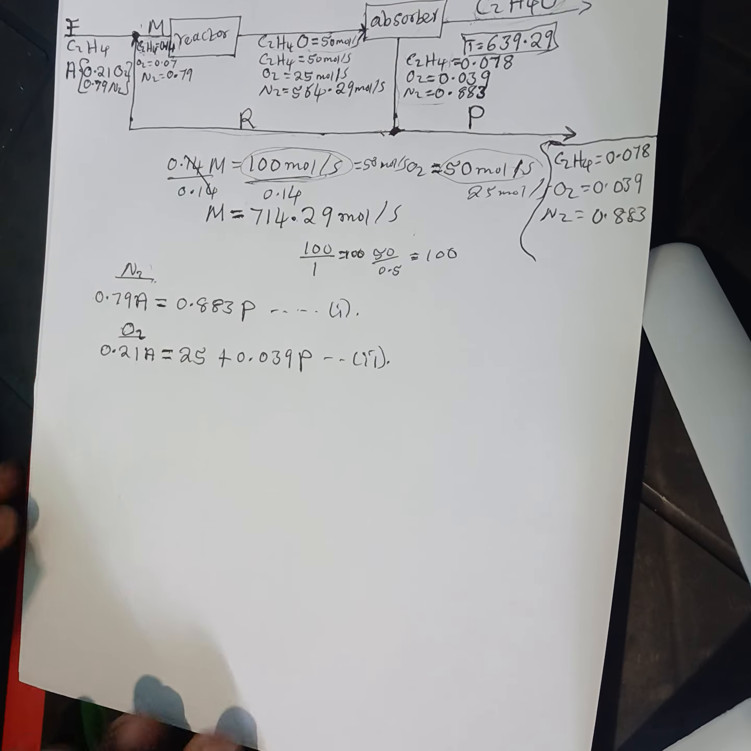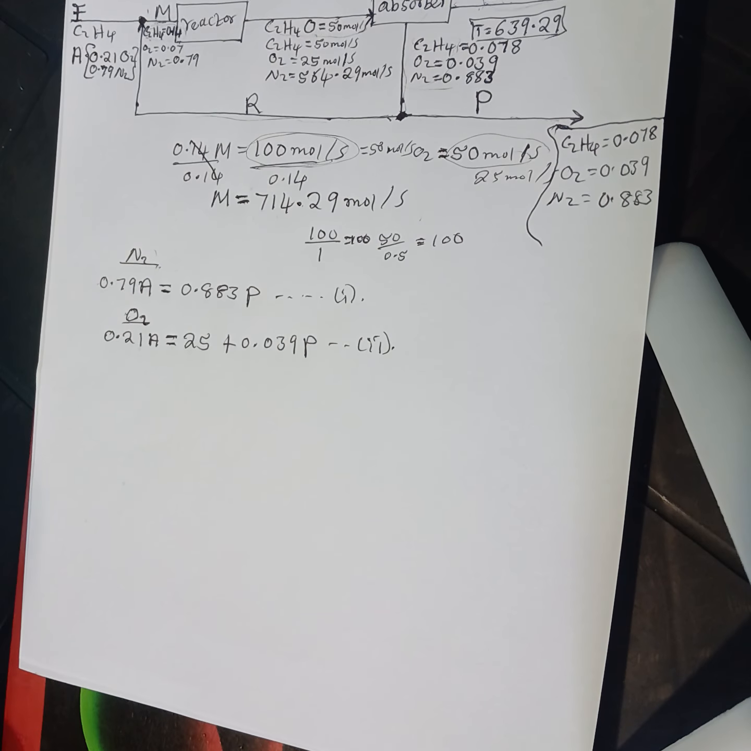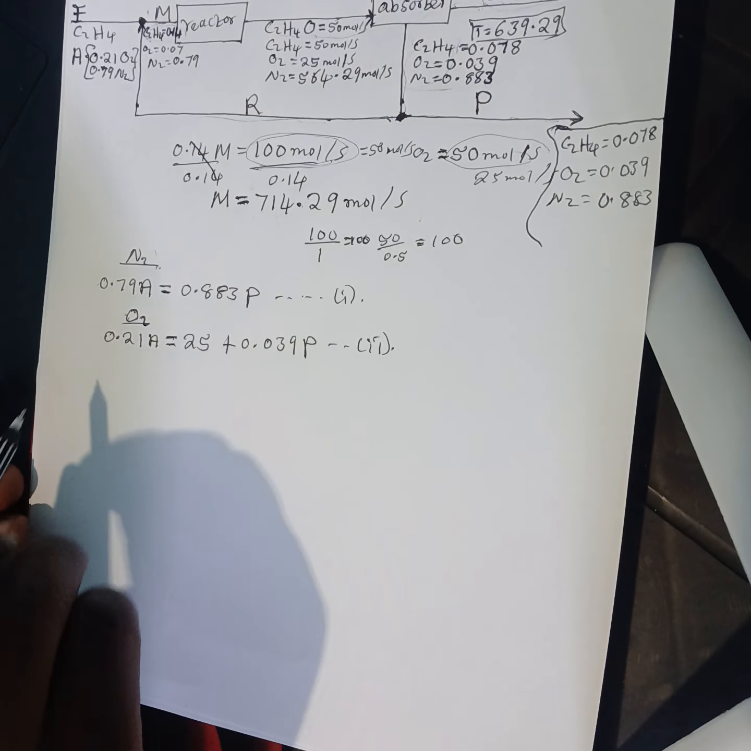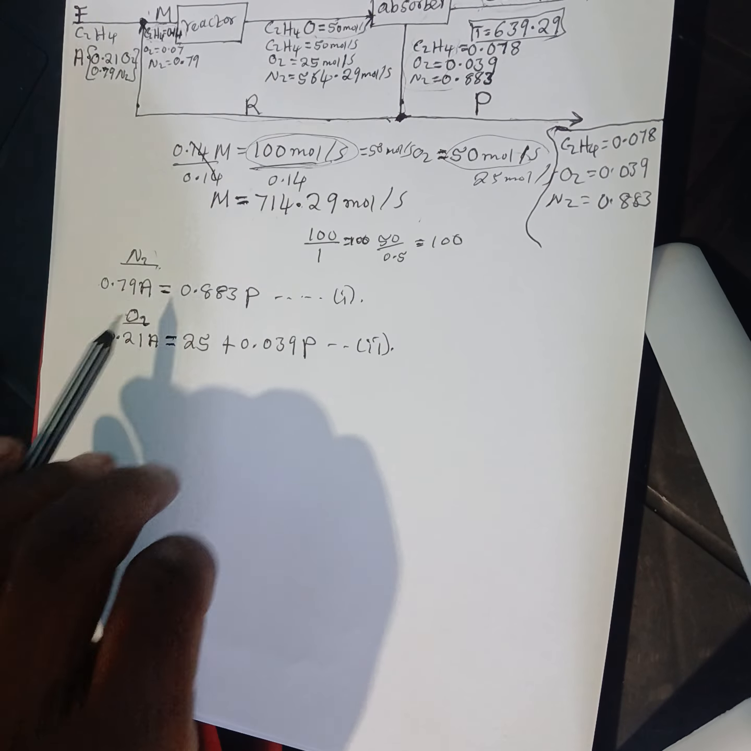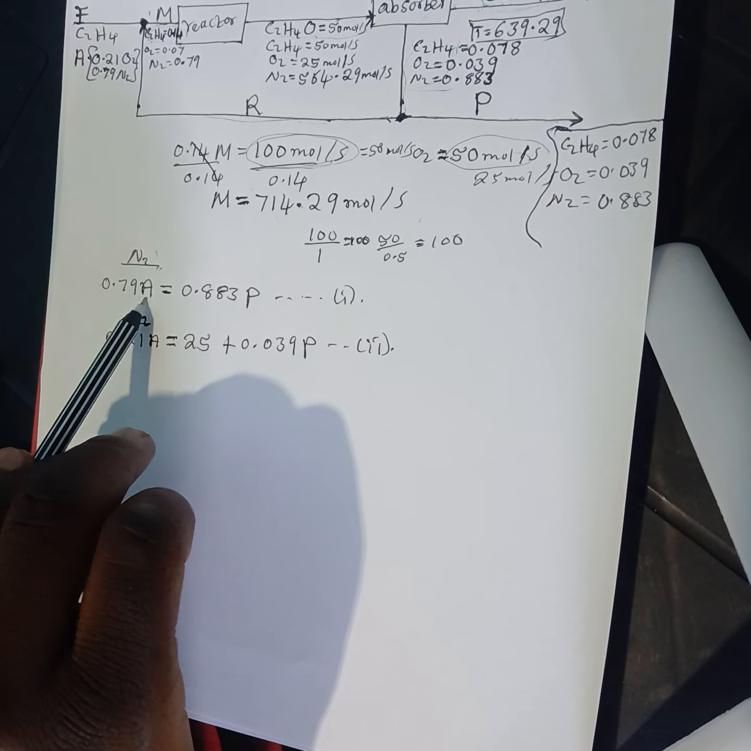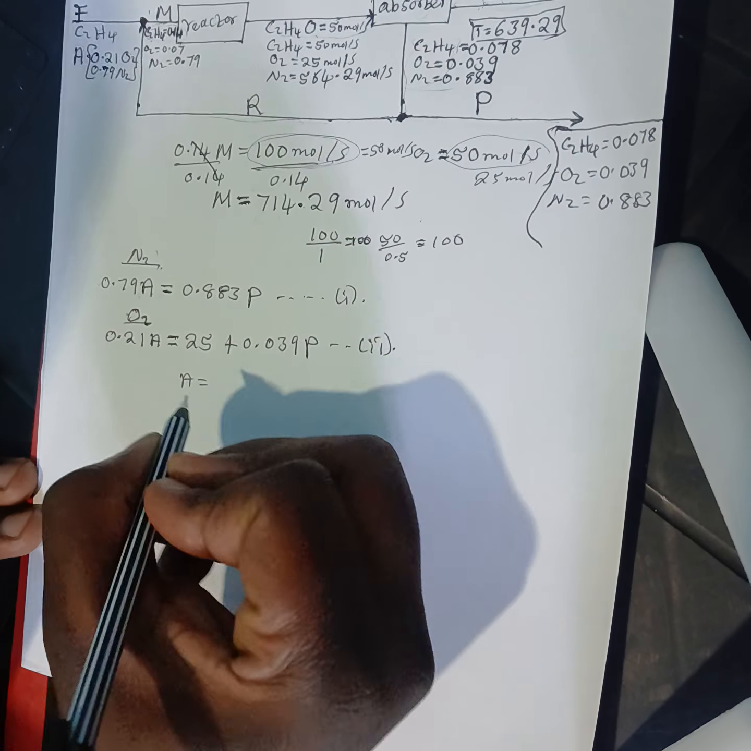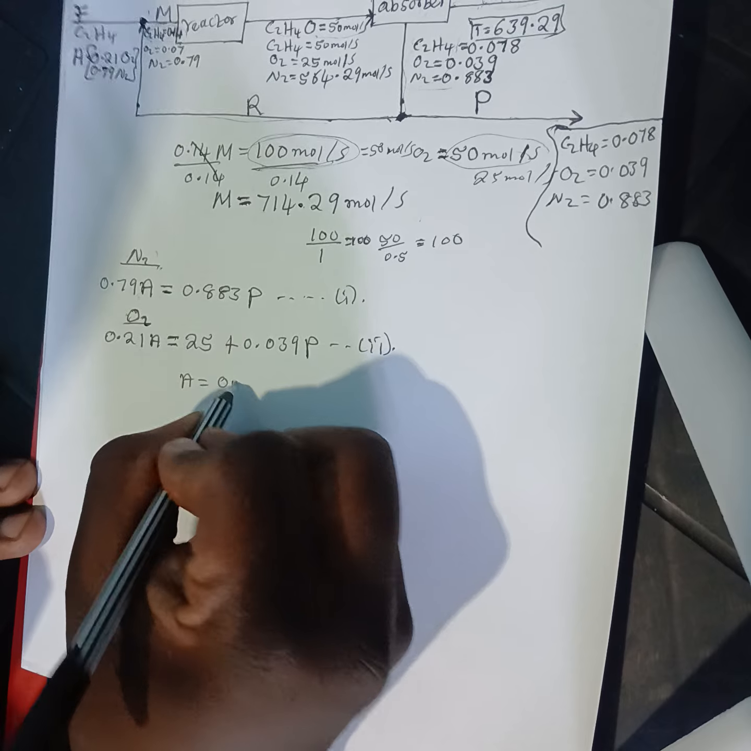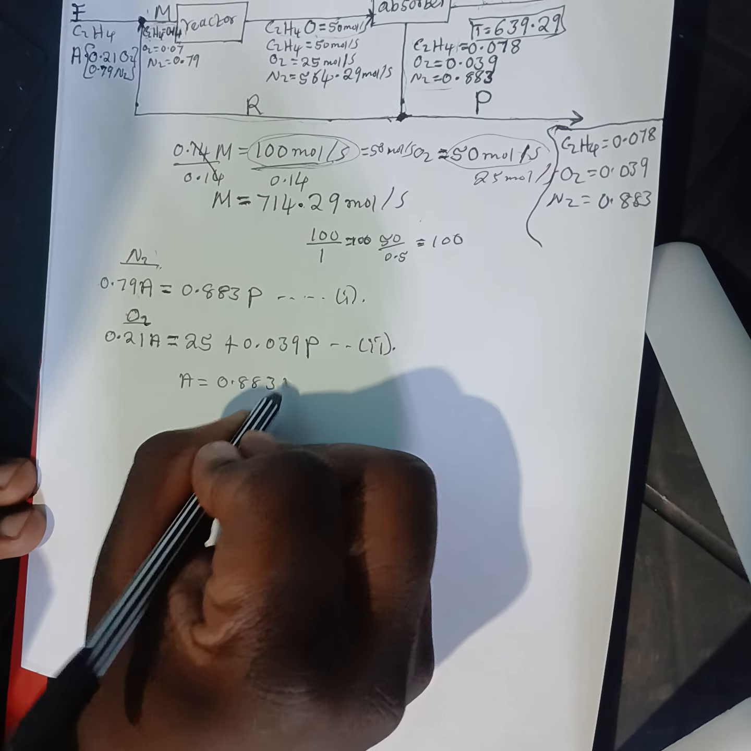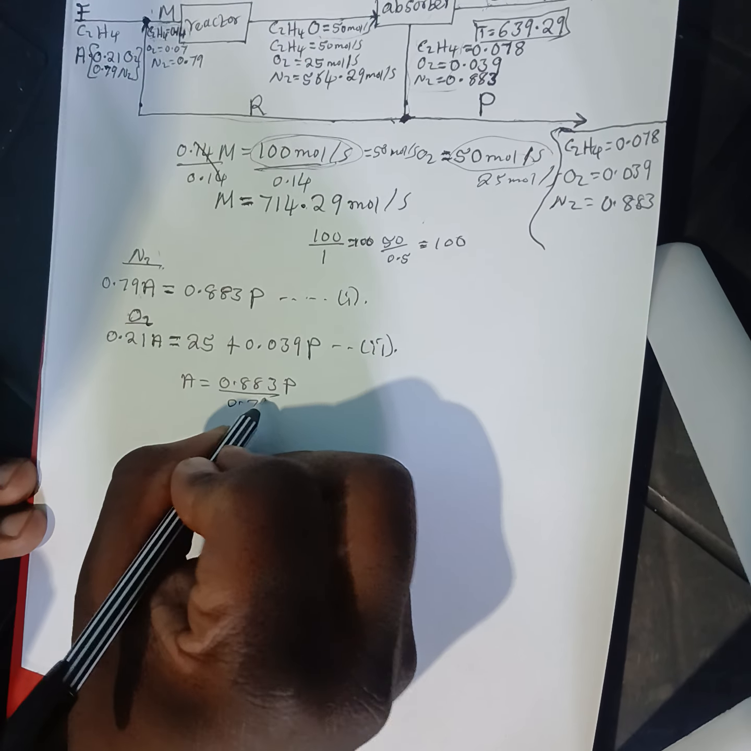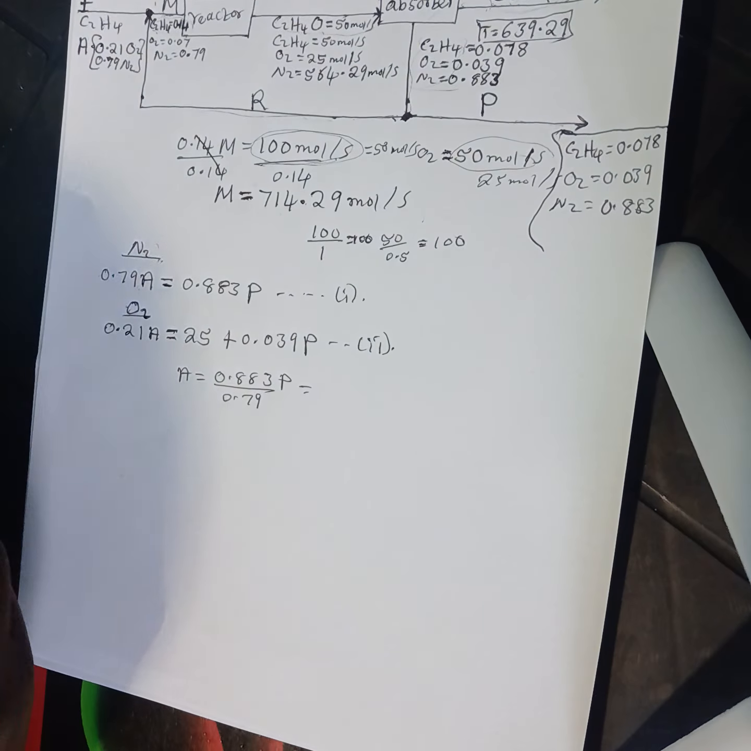Okay, so at this point now we have two equations which are promising to be solvable. So let's solve. Let's just make A the subject of the formula. That will mean our A is equal to 0.883 of P divided by 0.79. This gives us what?